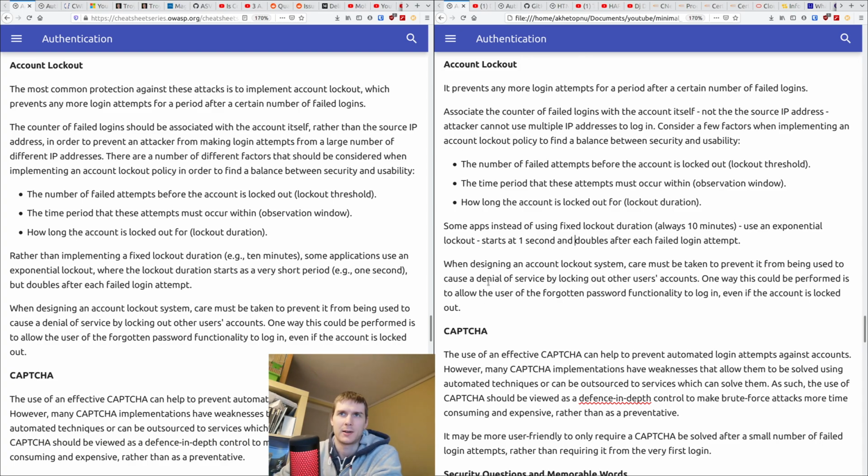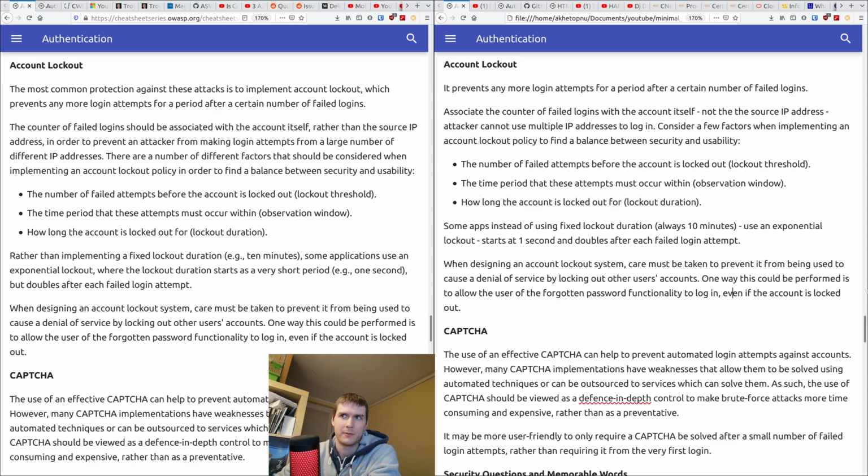When designing an account lockout system, care must be taken to prevent it from being used to cause a denial of service by locking out other users' accounts. Basically, one person goes on a spree and locks out several accounts just because he can.